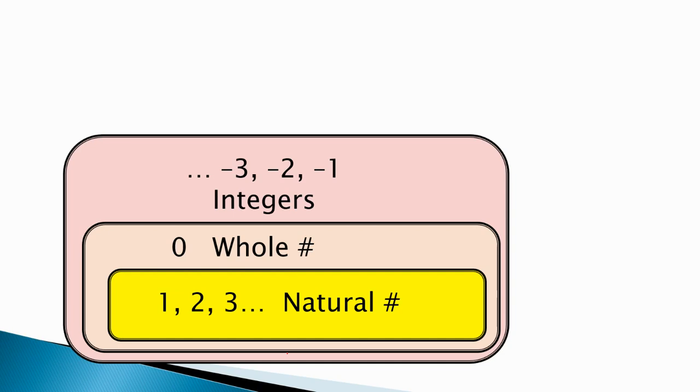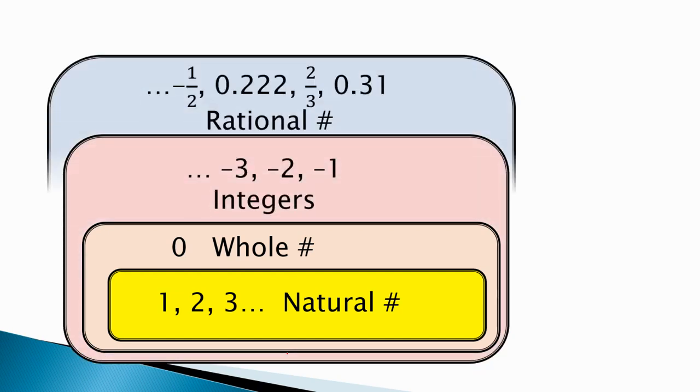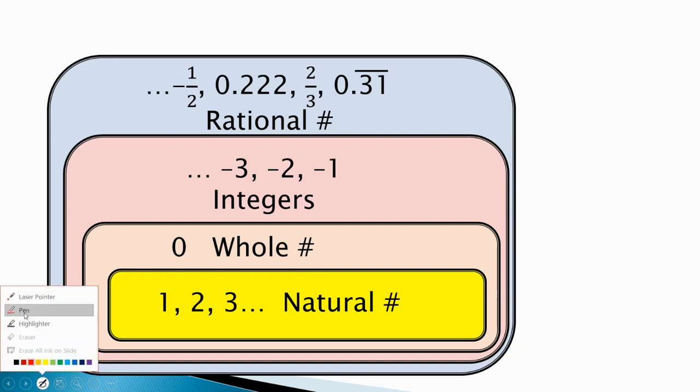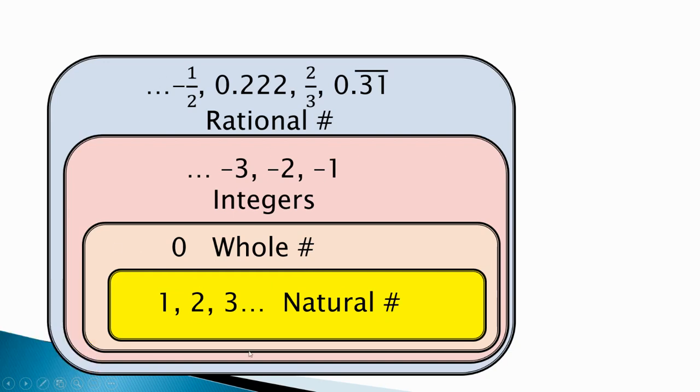And then even bigger than integers is our rational numbers. Rational numbers contain all of the integers, contain all of the whole numbers, and contain all of the natural numbers. And then it adds some new numbers. It adds fractions, it adds terminating decimals, and it adds repeating decimals.